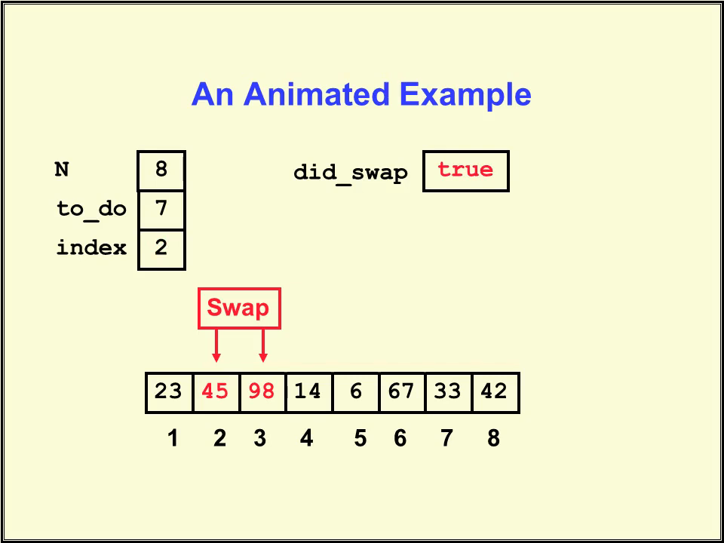After that we start the comparison from the third index value, and we check whether 98 is greater than the fourth index value, that is 14. So 98 is also greater than 14, so swapping will occur, and the index values of 14 and 98 will be changed. After that the index value became 4, and we start the comparison from the fourth index value.